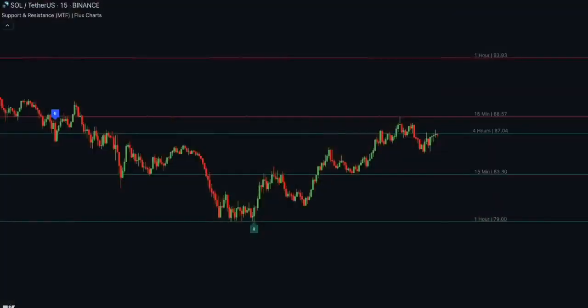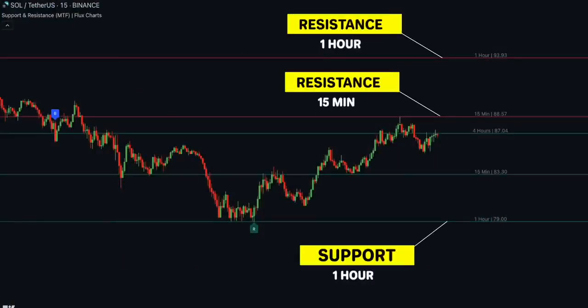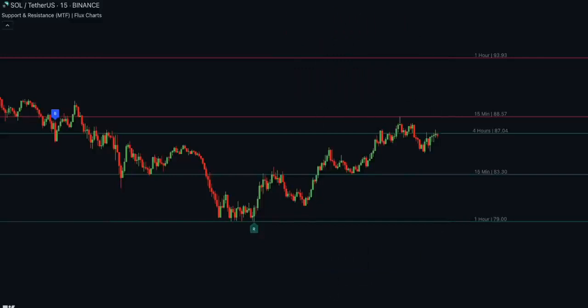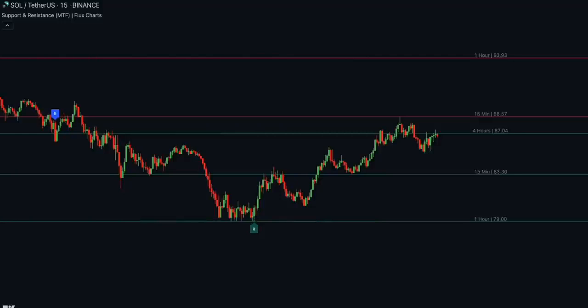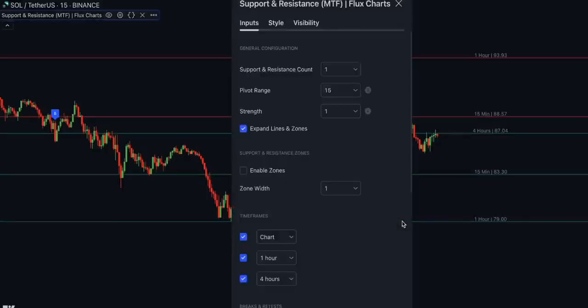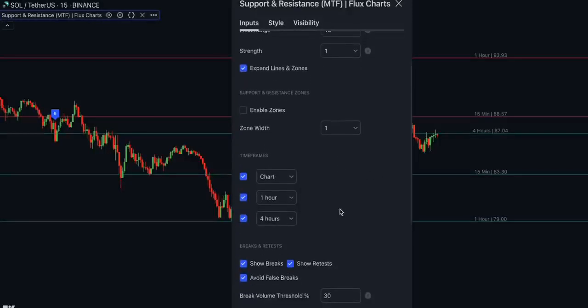What sets this indicator apart is its operation across 3 distinct time frames, offering you a comprehensive view of market dynamics. With this innovative tool, you're not just looking at support and resistance in a single frame. You're getting a multi-dimensional perspective that's crucial for making informed, profitable trading decisions in today's market. It can seamlessly integrate and analyze support and resistance levels across multiple timeframes simultaneously. In the indicator's inputs, you can select up to 3 different time frame levels to be displayed on the chart.